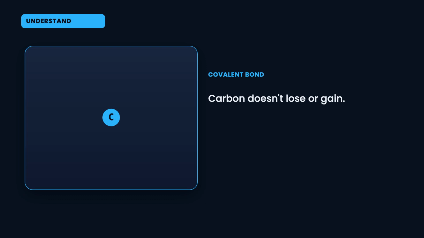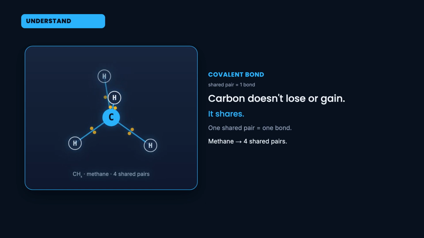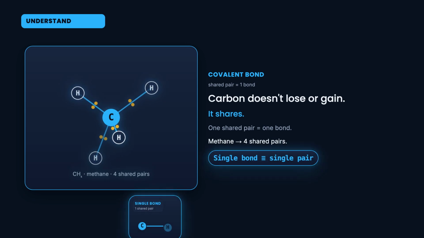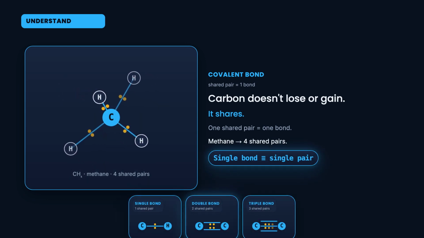Carbon does not lose or gain electrons, it shares them. This shared pair of electrons between 2 atoms is a covalent bond. Look at methane. 1 carbon shares 1 pair with each of the 4 hydrogens. Single bond, single shared pair.